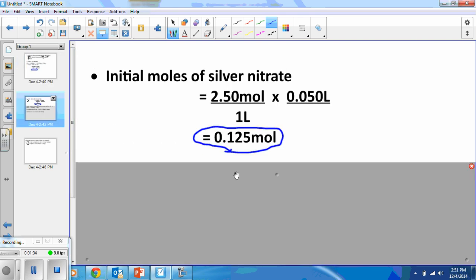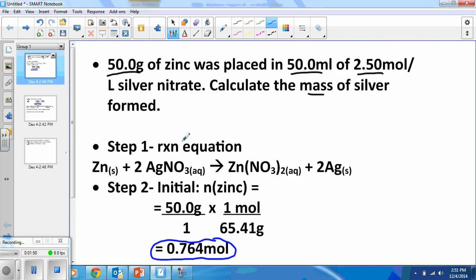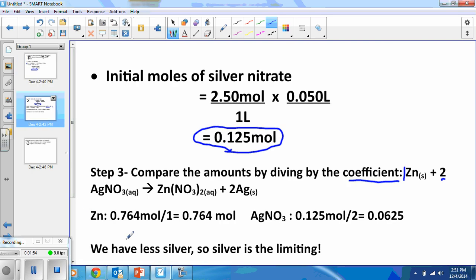To compare these two, what we need to do is divide each of them by the coefficient in front in the equation. So solid zinc has a coefficient of 1. Silver nitrate has a coefficient of 2 if we look at our original equation here. So this is a 1, this is a 2. So 0.764 divided by 1 gives me 0.764. 0.125 moles of silver nitrate divided by 2 gives me 0.0625 moles.